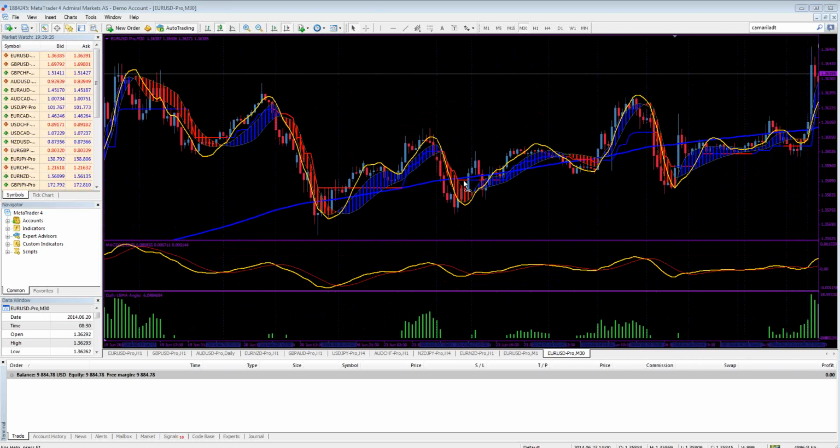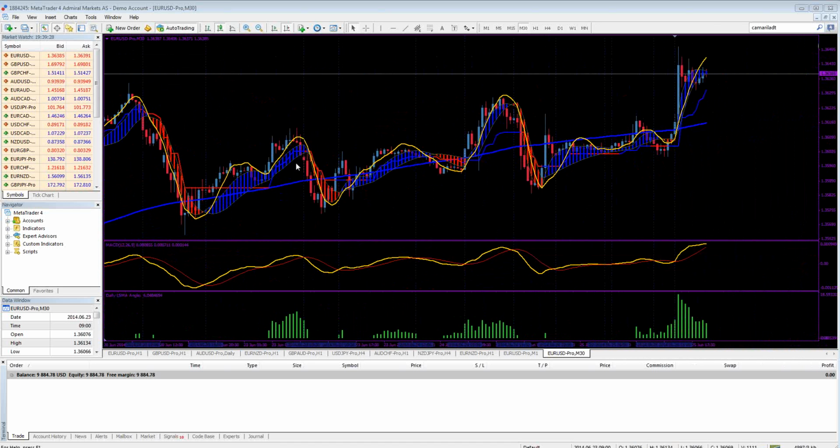But what if the price is a little bit choppy, as here? So then you need to be very careful.